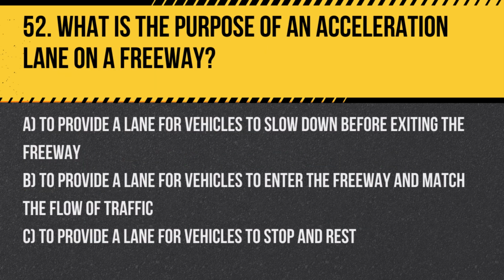Question 52. What is the purpose of an acceleration lane on a freeway? A. To provide a lane for vehicles to slow down before exiting the freeway. B. To provide a lane for vehicles to enter the freeway and match the flow of traffic. C. To provide a lane for vehicles to stop and rest. Answer B. To provide a lane for vehicles to enter the freeway and match the flow of traffic. The purpose of an acceleration lane on a freeway is to provide a dedicated lane for vehicles to enter the freeway from an on-ramp and accelerate to match the flow of traffic before merging.